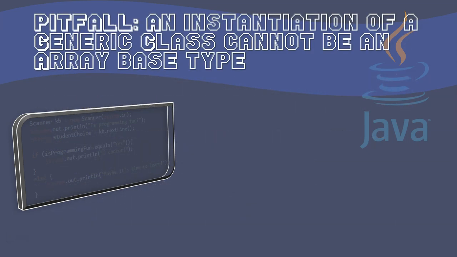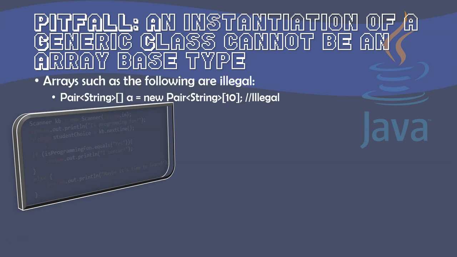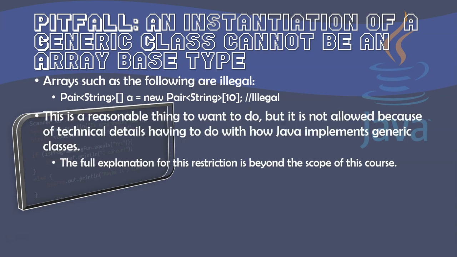Now, an instantiation of a generic class cannot be an array base type. So this is a little bit of a thing to remember. Arrays such as the following would be illegal: Pair<String>[] a = new Pair<String>[10]. This is illegal. All right.